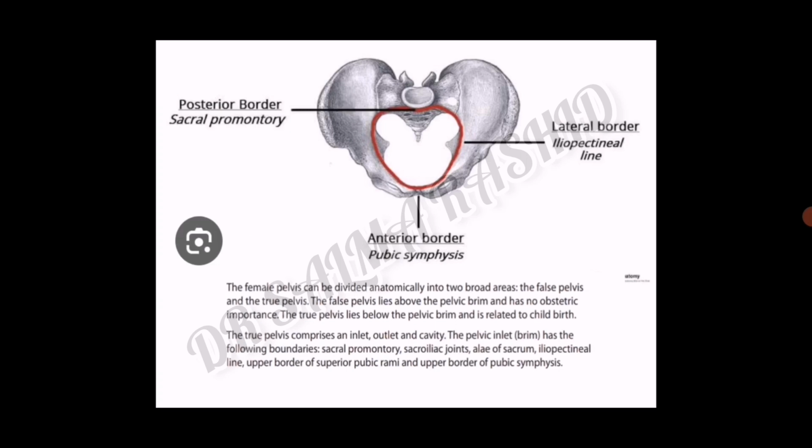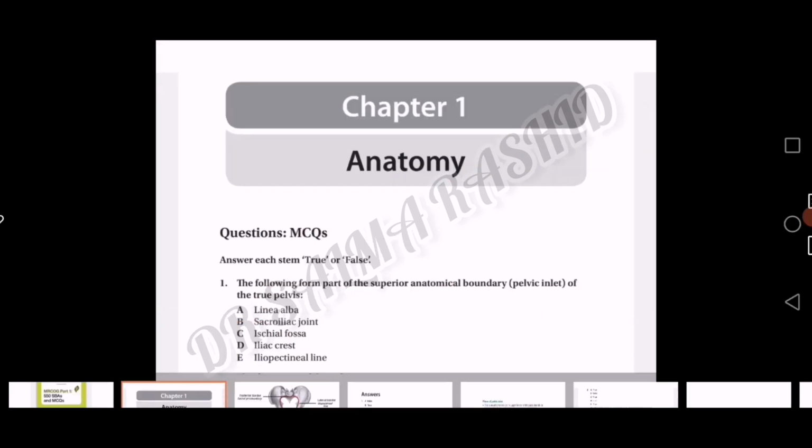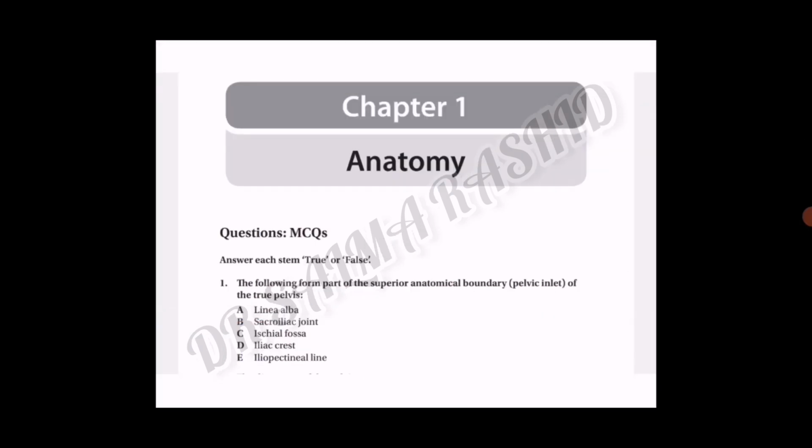The pelvic inlet brim has the following boundaries: sacral promontory, sacroiliac joint, ala of sacrum, iliopectineal line, upper border of superior pubic rami and upper border of pubic symphysis. So after this we go back to the question. The first option, linea alba, is false; sacroiliac joint true; ischial fossa false; iliac crest false; iliopectineal line true.